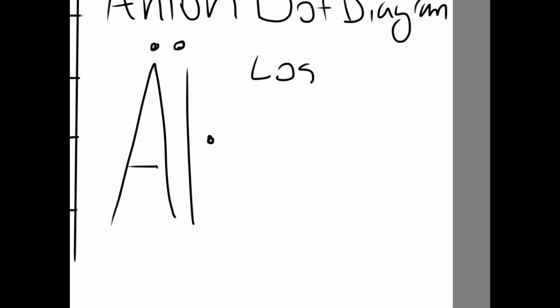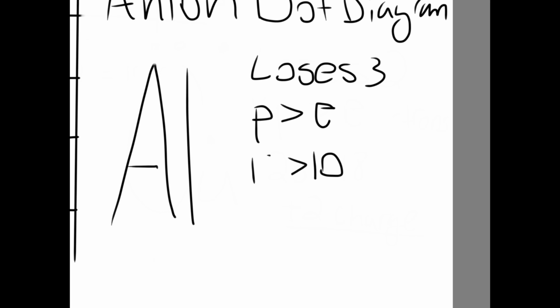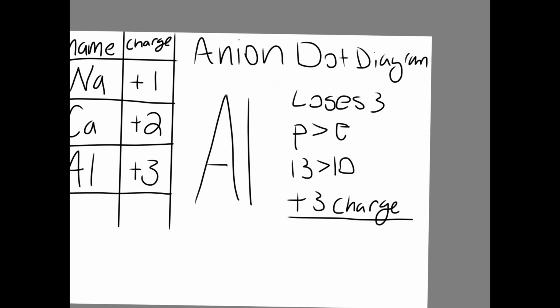And then aluminum has 3 valence electrons, and it wants to lose all 3 of them to look like neon. And that means that it has 10 electrons, but 13 protons. Subsequently, it has a +3 charge.